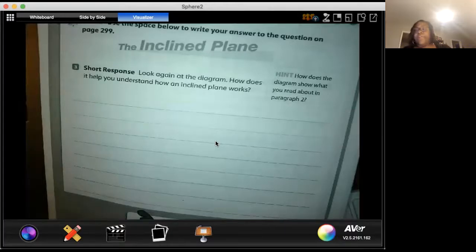On the side, there's a hint. It says, how does the diagram show what you read about in paragraph 2? That's a big hint. Maybe the answer is somewhere there. Pause the video. Go to the slide and try to do it on your own.